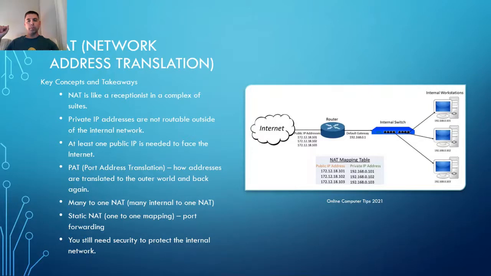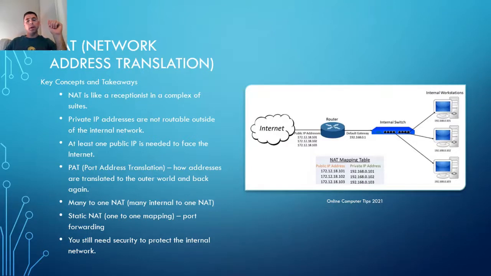At least one public IP address is needed to face the internet. Then you have your port address translation. That's how addresses are translated to the outer world and back again. It's kind of like that receptionist idea, where you go up to the map and you say, okay, where's suite 235? And that would be your port address translation saying, okay, where exactly does this go? Where exactly do I go? And it's saying, okay, well, you're going to go up on the second floor and it's going to be the third door to the right. And so that would be the same thing as port translation.